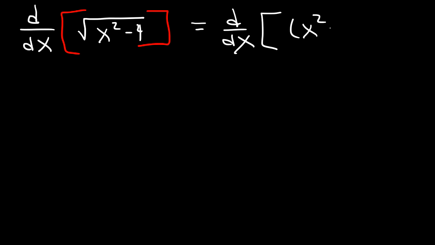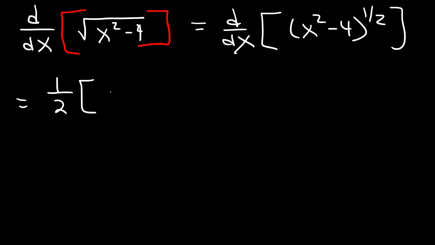So this is x squared minus 4 raised to the 1/2. Now let's use the chain rule. So let's bring the exponent to the front, keep the inside function the same, and then subtract the exponent by 1. 1/2 minus 1 is -1/2.